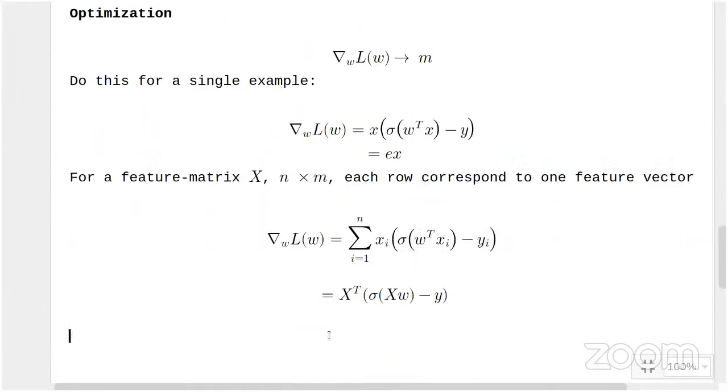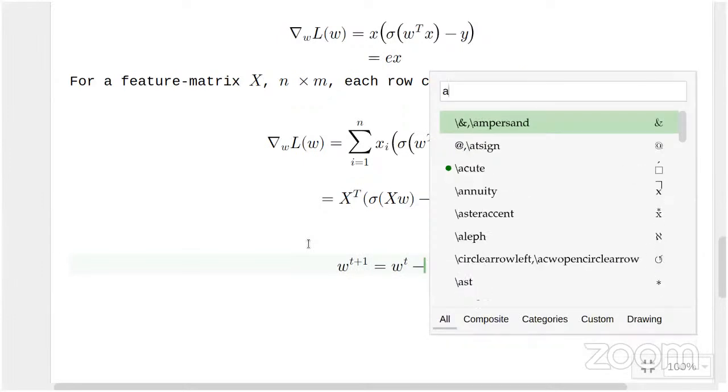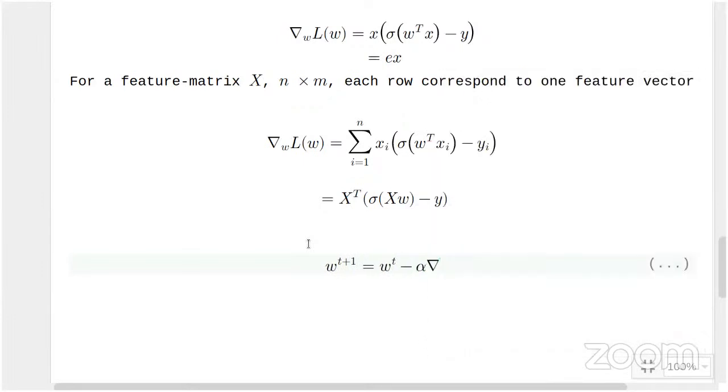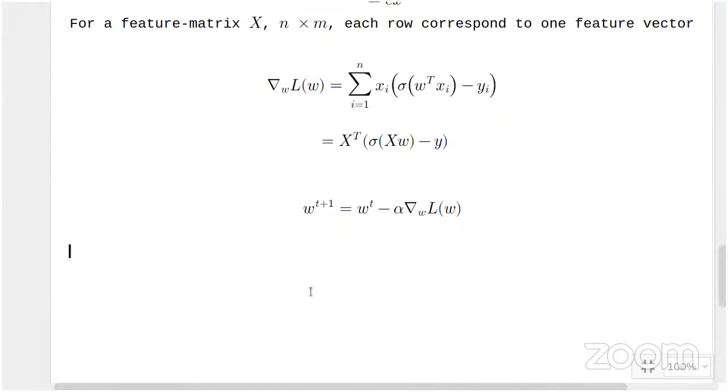Okay, so that is the optimization part. All that you need to do is start with some weight vector at time step 0, and then at time step t plus 1, whatever you had at time step t minus some learning rate times the gradient, which I'm going to call nabla of L of W. You keep doing this for a set number of epochs and then you stop. That is how you learn the weights for logistic regression. Any questions?